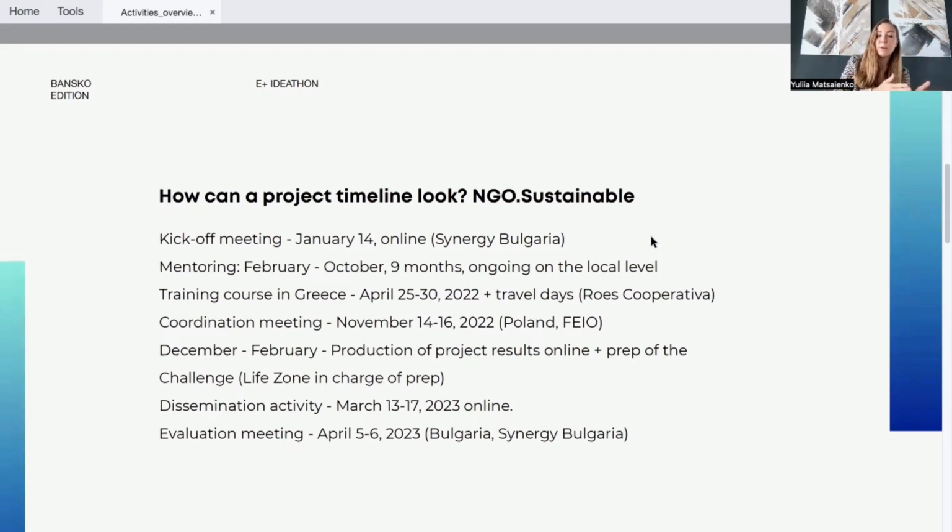Then from February till October, each organization had 2 or 3 local NGOs with a profile of little or no experience, or very fresh NGOs recently established. And we were mentoring them for 9 months, from February to October, on the local level. So they became our mentees. We helped them to find the strategy to develop their organizations based on their needs.